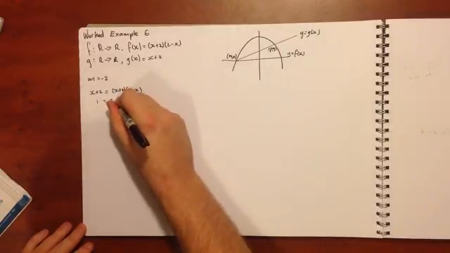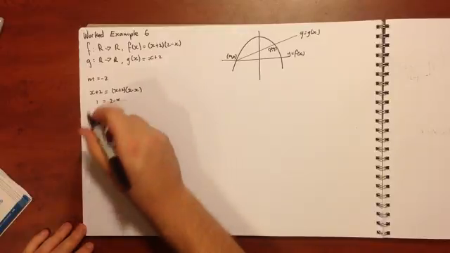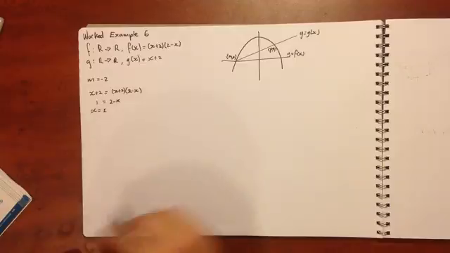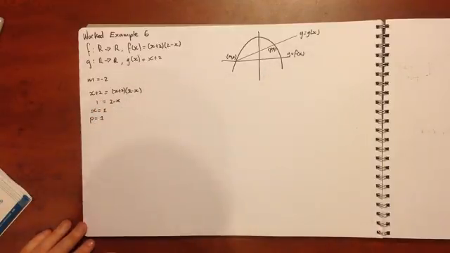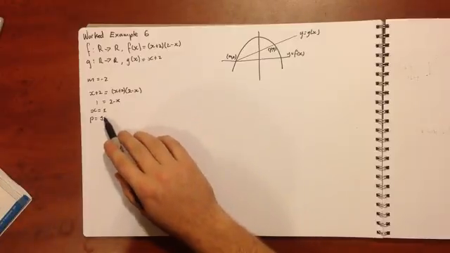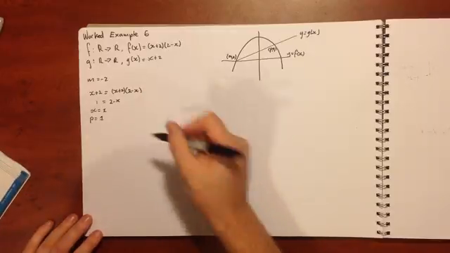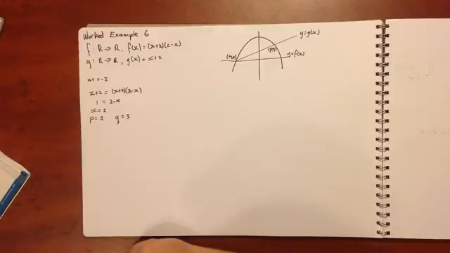Equals 2 minus x. If we add on x and take away 1, we get that x equals 1. So that means our p-value is equal to 1. We sub in our p-value of 1, or our x-value of 1, into this equation, and we're going to get that q is equal to 3. So that's the first part of the question.